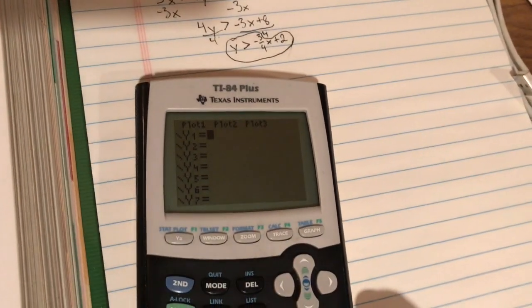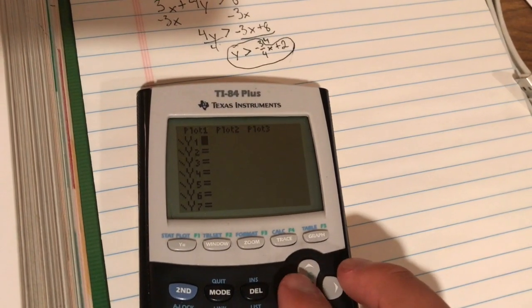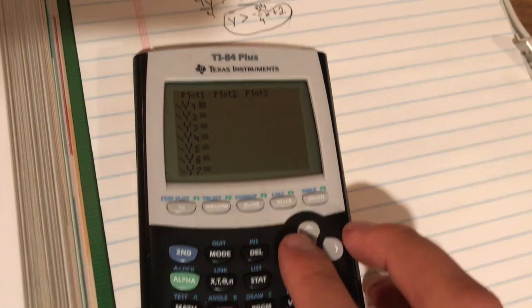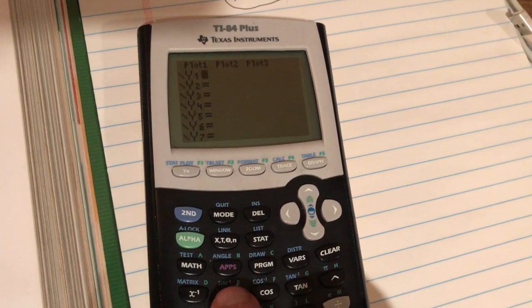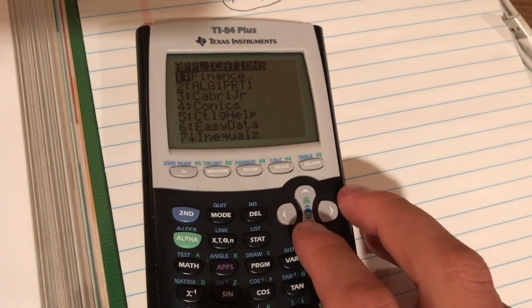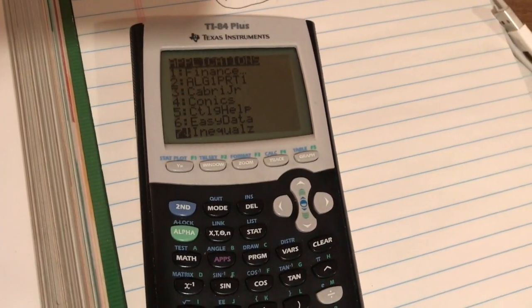So go to your calculator, notice y equals, we want to put something in there, but we don't really have the option of changing this. So all of your calculators should have this. Go to apps, A-P-P-S, mine's purple. From there you want to go down to Inequalities with a Z. Not sure why they do that. Enter.